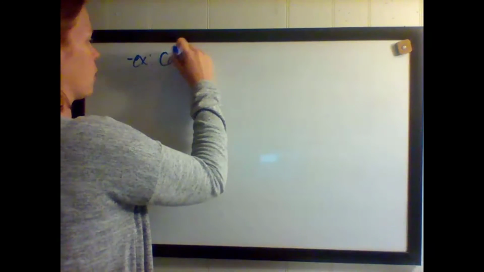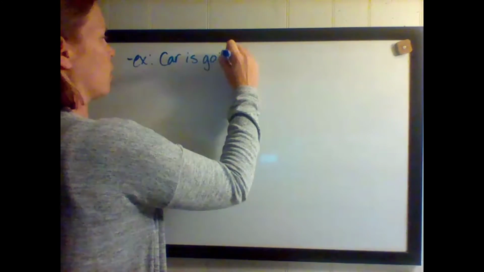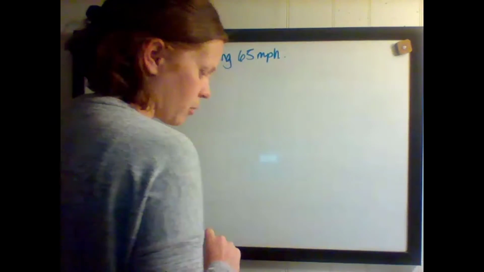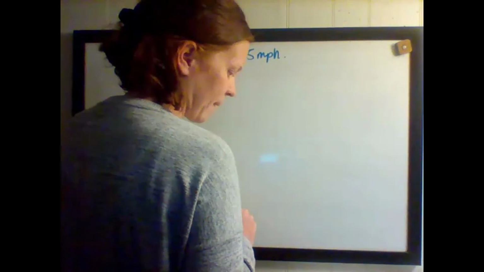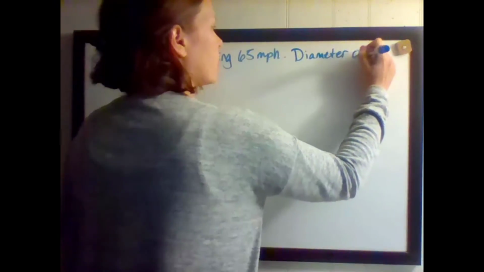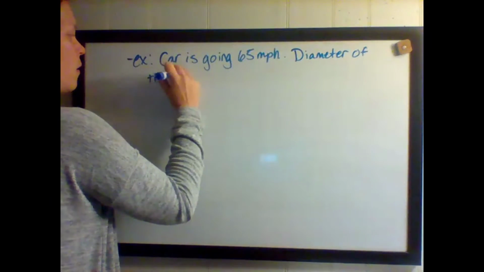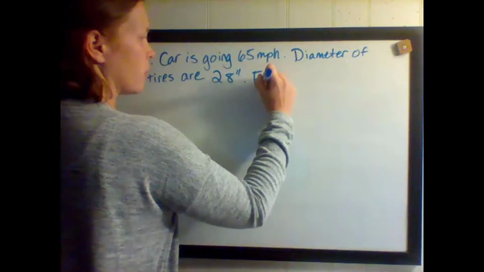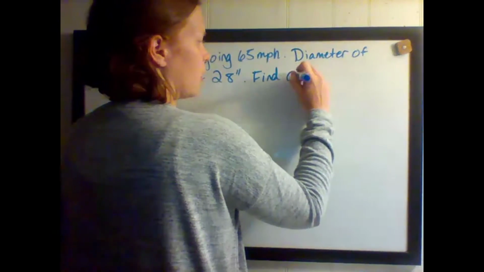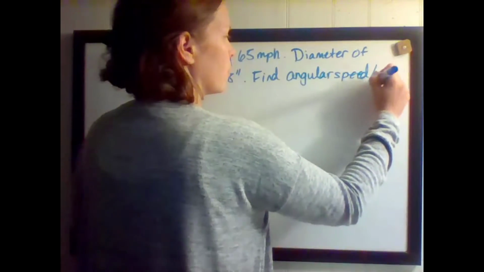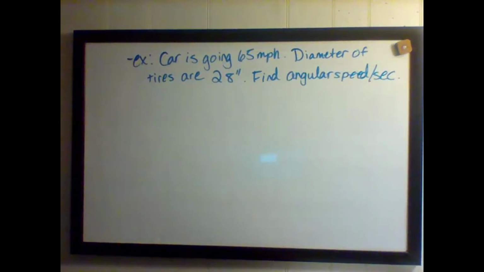Okay, so how about for this one? I'll do a car one again. I've got a car. The car is going 65 miles per hour. And the diameter of the tires are 28 inches. Find the angular speed per second.